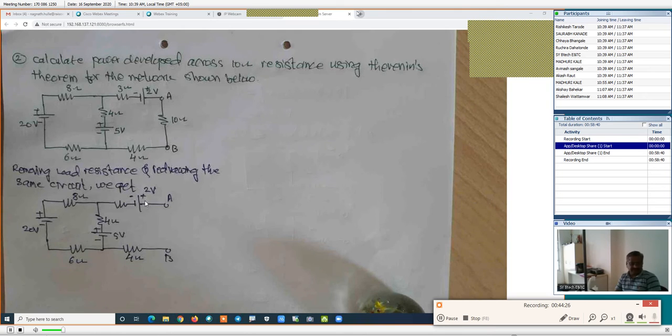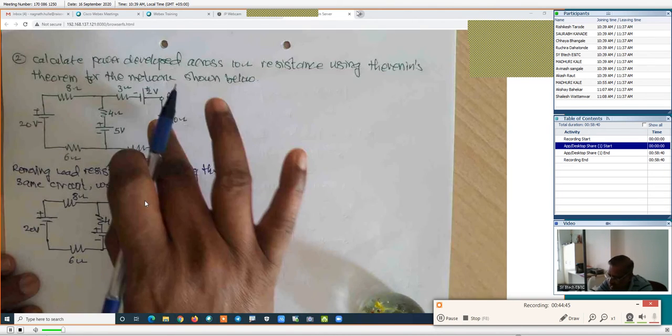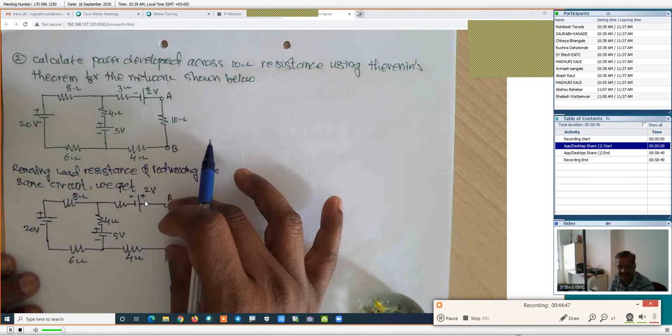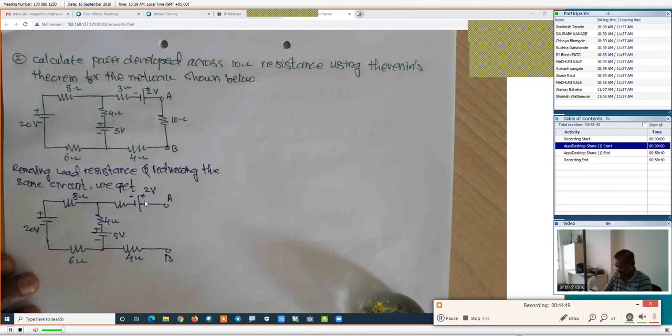Now here, we have applied step number 1. But I have not written the steps, and we will not write the steps further onwards. So in this case, we are interested in the calculation of the VTH. Look carefully: the voltage between these 2 points, when the load resistance is removed, the voltage between the terminals is the VTH. Is it right?